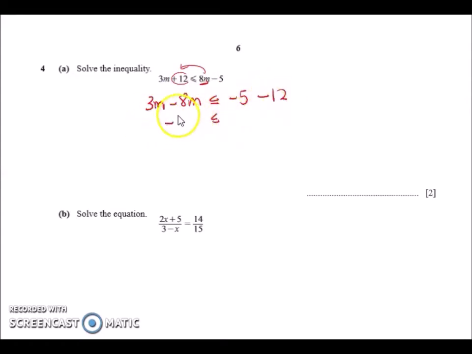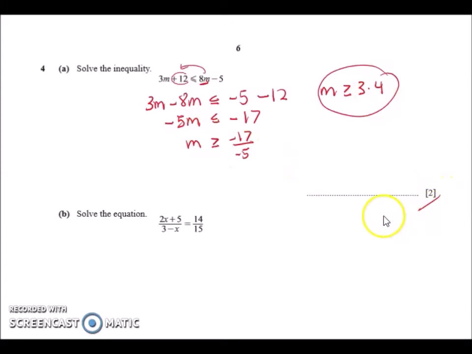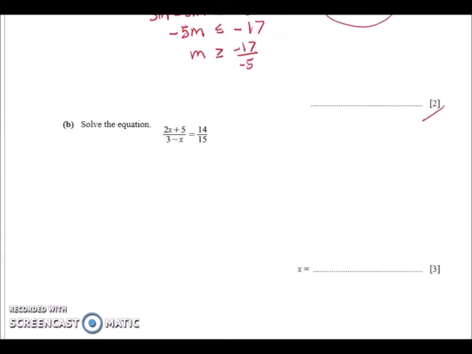Here we got negative 5m and negative 17. When the negative 5 moves here, it will change the sign to the opposite. Negative 17 will be divided by negative 5, and here is the m. So we simplify this and you'll be getting your answer, 3.4. So this is your answer for this question. 2 marks here. We move on with the next question.